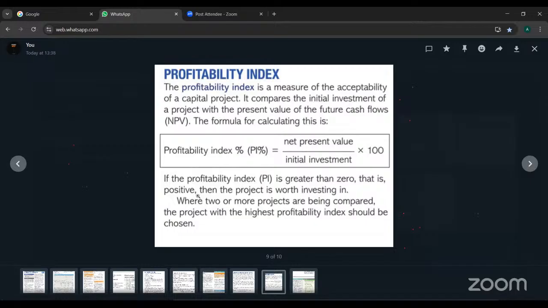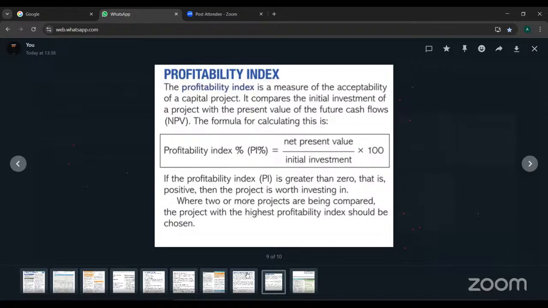So that's all. And if the profitability index is more than 0, that is positive, then the project is worth investing in. So the company should invest in the project, and it will be a worthwhile project for them. And where two or more projects are being compared, the project with the highest profitability index should be chosen. So when a company is comparing two projects, A and B, which project has the highest profitability index? Let's say project B has the highest PI, then project B has to be chosen. That is what they're saying under profitability index.